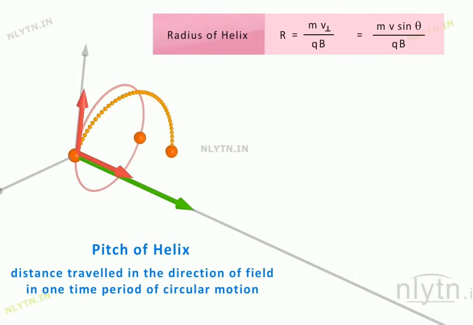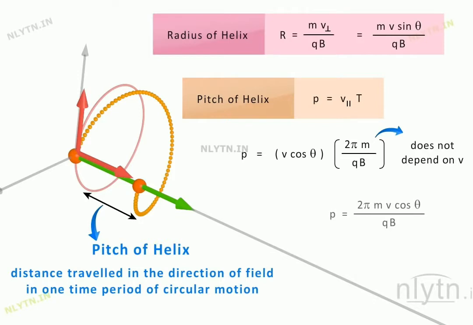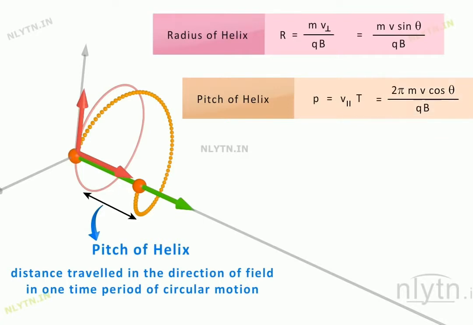Okay, so for one complete time period, this is the distance, this is the pitch. So pitch equals parallel component into time period, right? We studied this formula. The parallel component is v cos theta, and the time period is 2 pi m by b cube. So time period does not depend on v. I said it in the last class, time period never depends on v. So pitch is 2 pi m v cos theta divided by qb. This is our final equation for pitch.